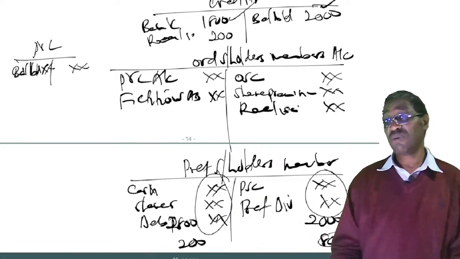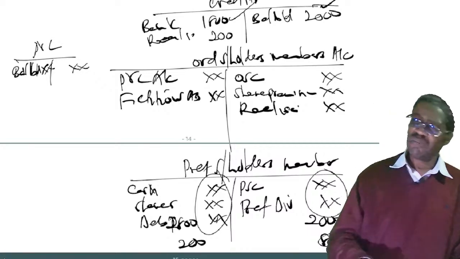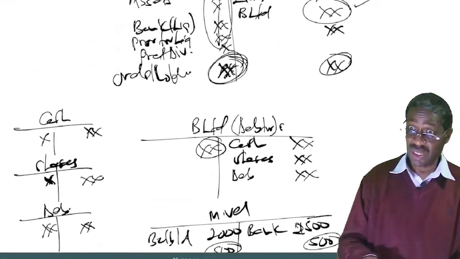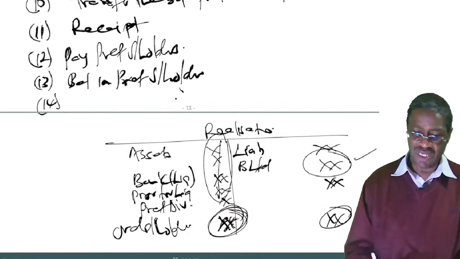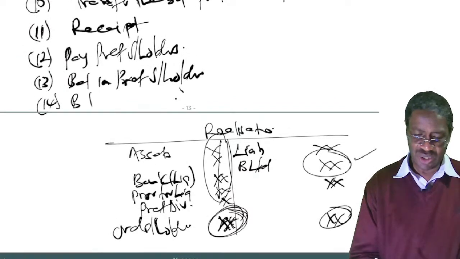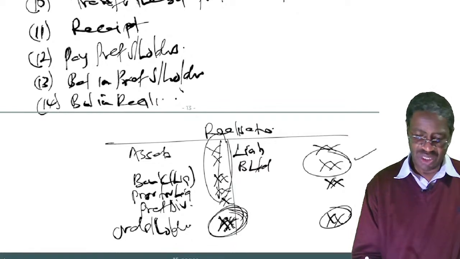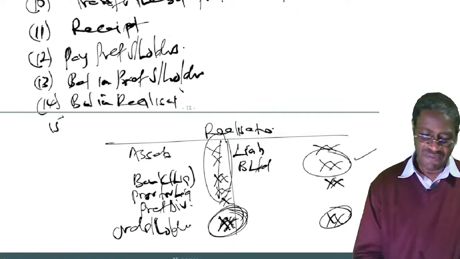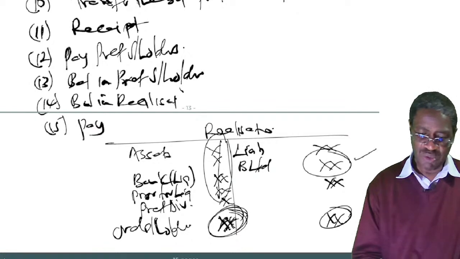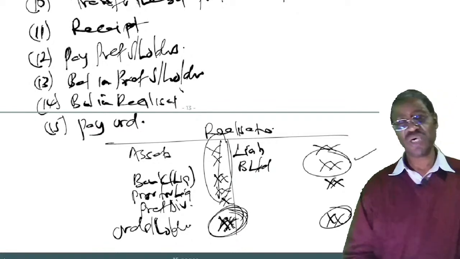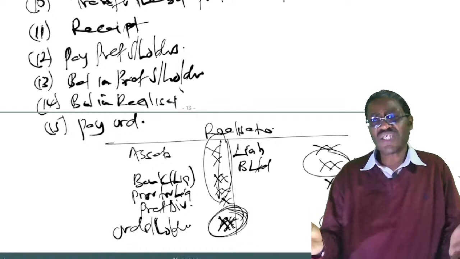That's our entry number 14. Number 15 and the last one. In the books of the selling company, this is with the balance in the realization account, which is either gain or loss. Number 15 and the last one: the last people to be paid are the ordinary shareholders. So pay the ordinary shareholders now.